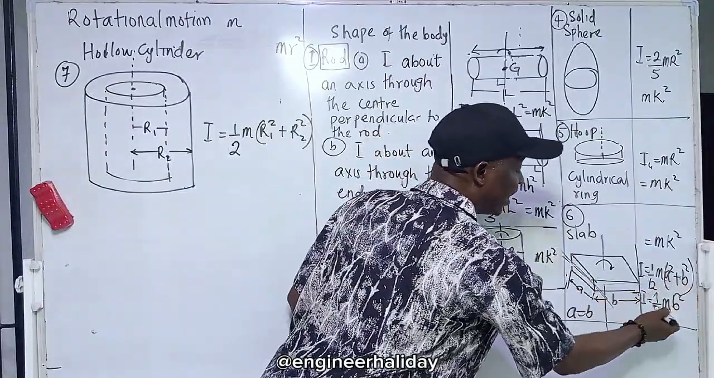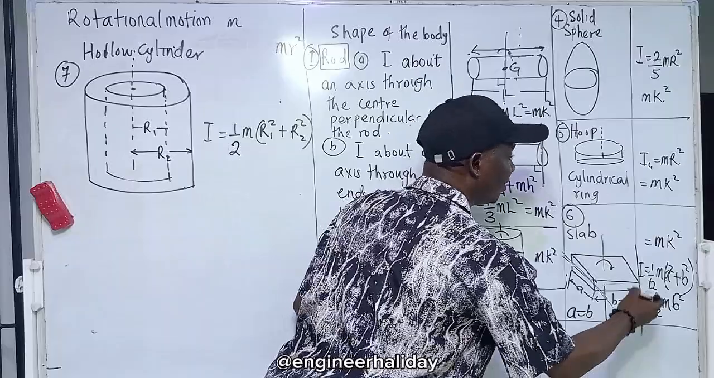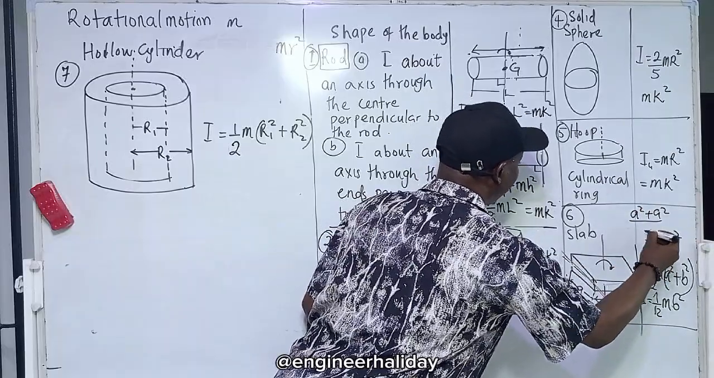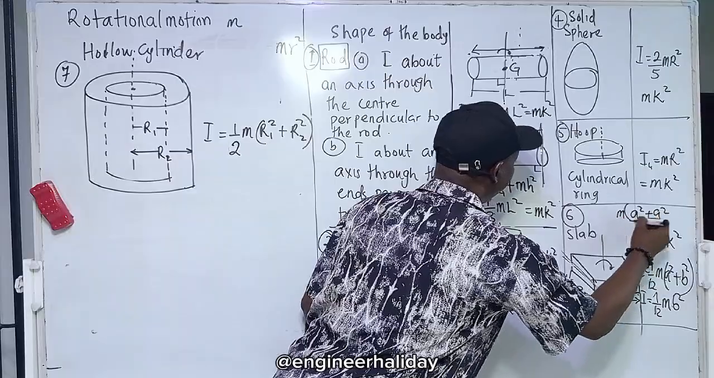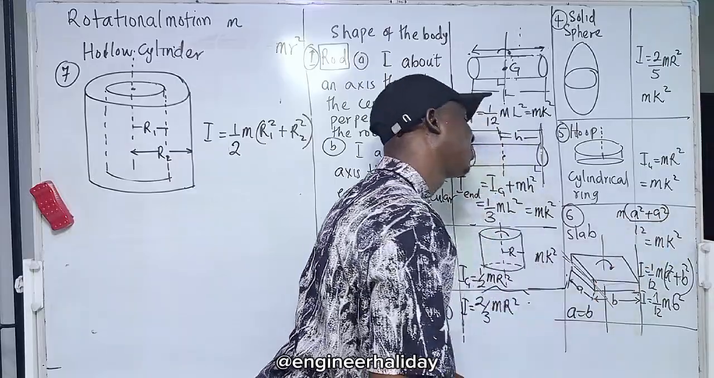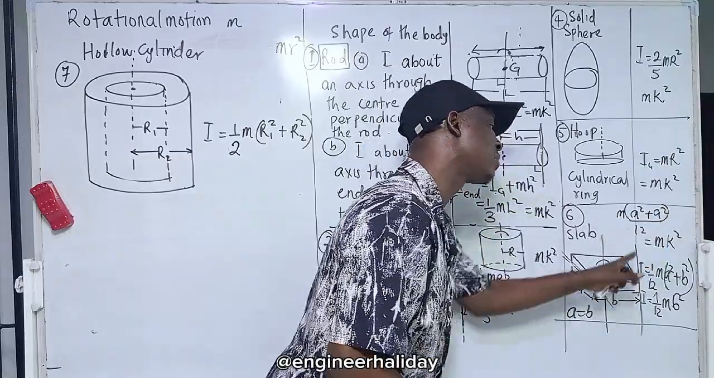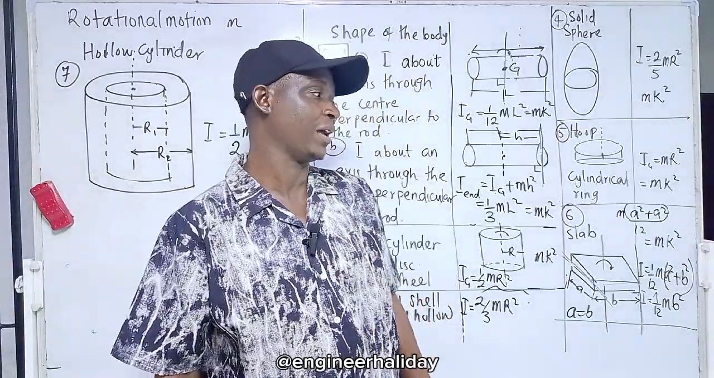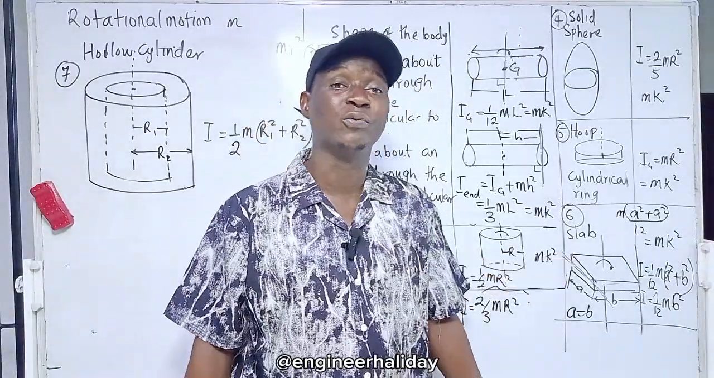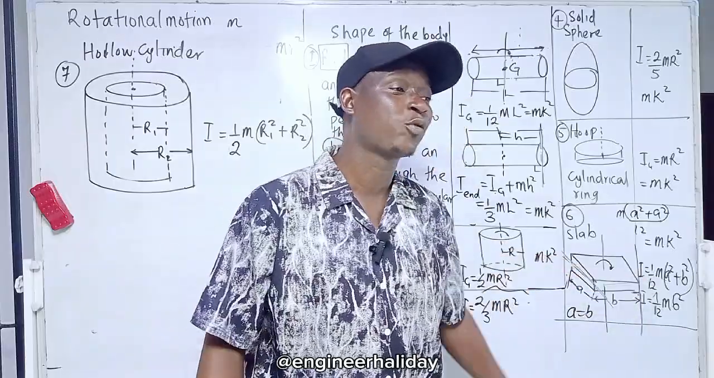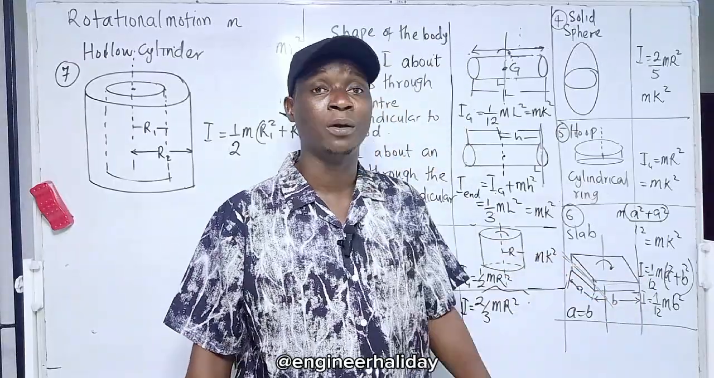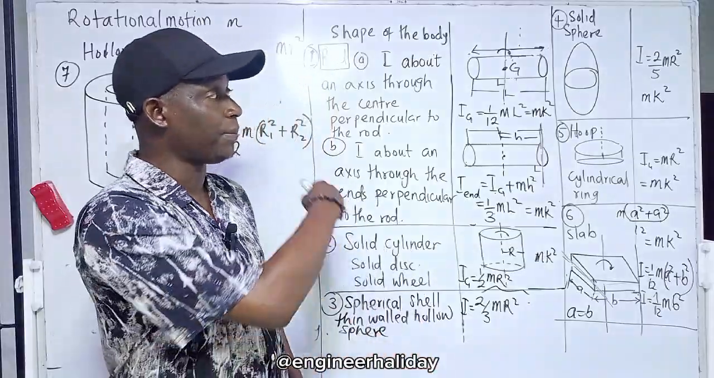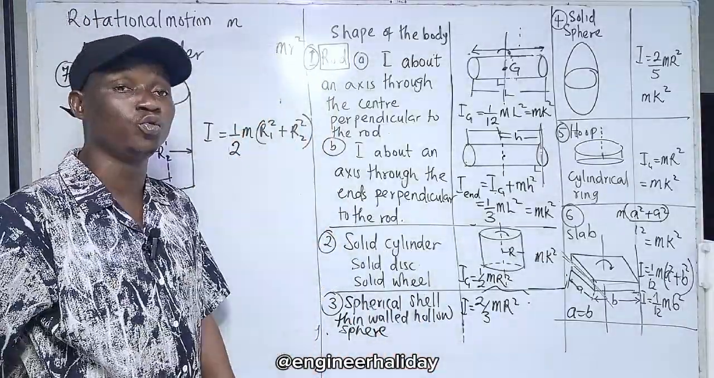Then if A and B are equal, what happens? It becomes A square plus A square over 12 times M, which gives us 2A square over 12, and the 2 cancels out. We have M over 6 A square. That means MA square over 6 will be for a square slab. This is a rectangular slab about its center, so take note of that. We have also talked about a hollow cylinder with two radii.